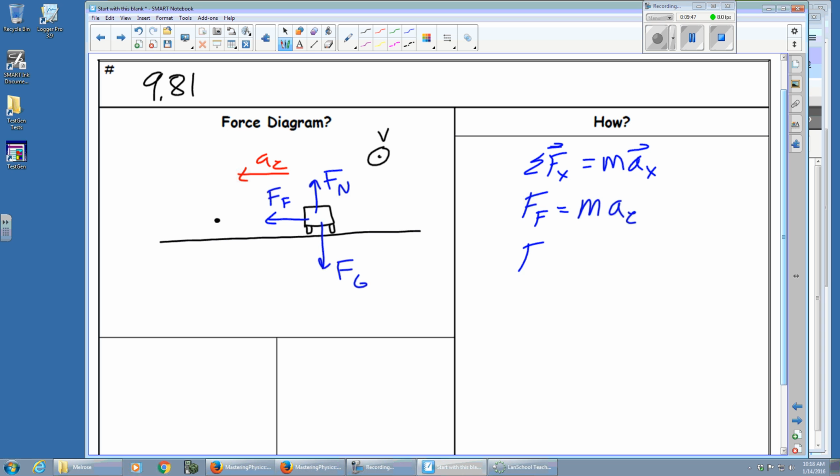Oh, and I look at my equation sheet and know that a_c is v squared over r. And let's see, they give me m, they give me v, they give me r. All done. Yay.